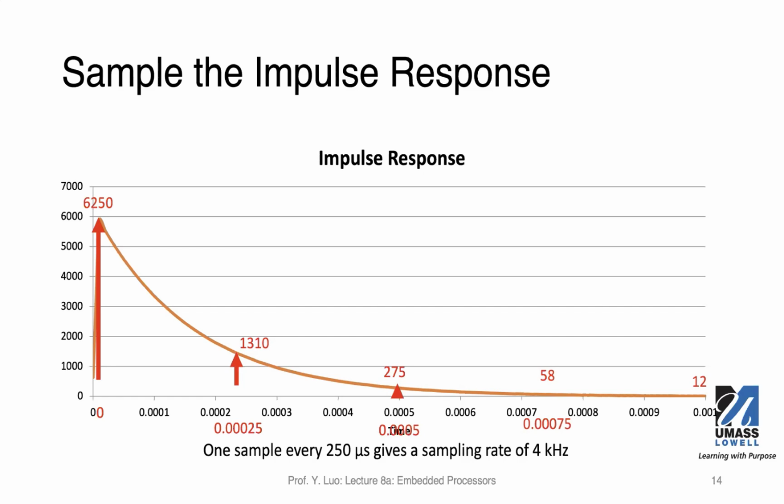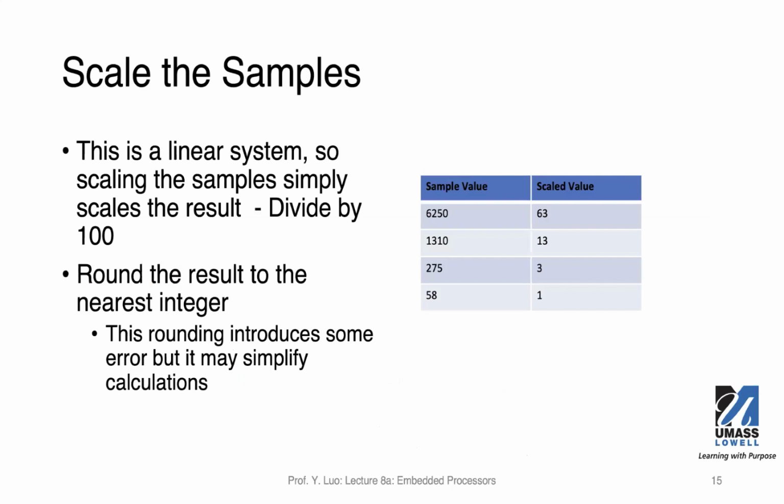So we use these samples, and specifically we can see we have a few values that we will get from this curve. The first one is 6,250, and the second one is 1310, and then 275, and then 58, and then 12. So essentially we can do this sampling to get a few data points.